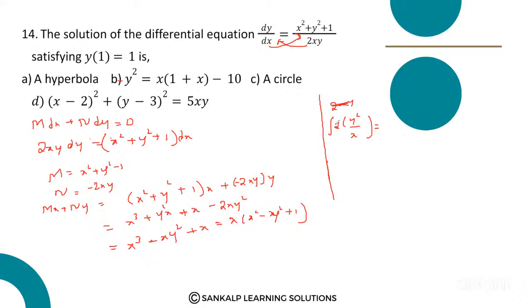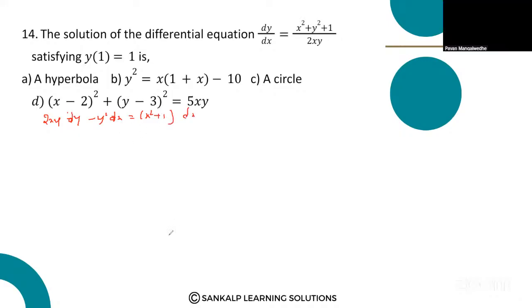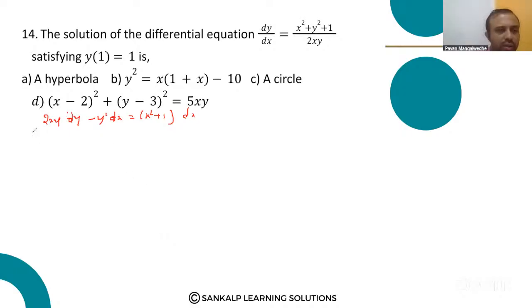Let me try to realize this one more time and solve it, since something is wrong. We have approached it in the wrong way. So here it is 2xy dy minus y square dx is equal to x square plus 1 dx. Then we divide throughout by x square.